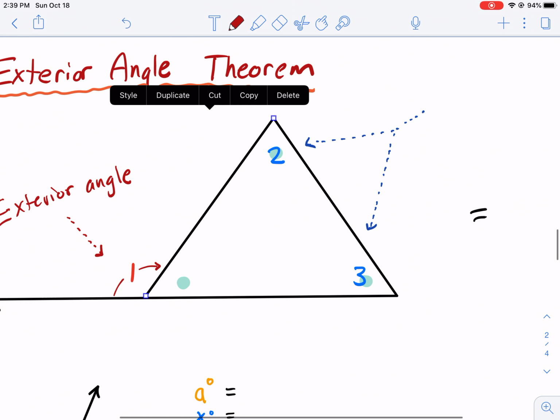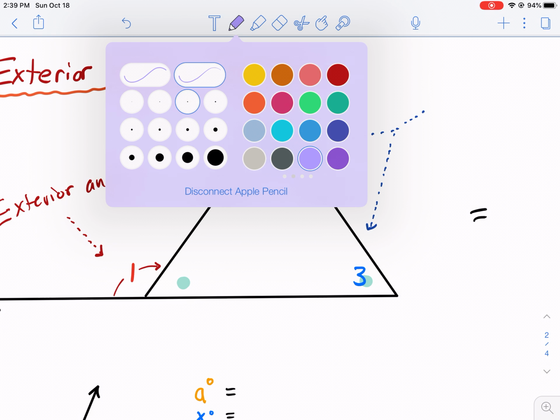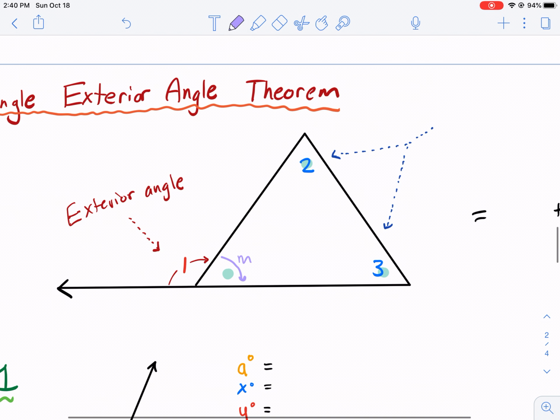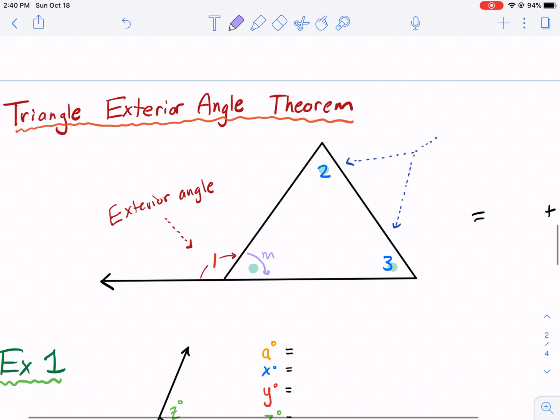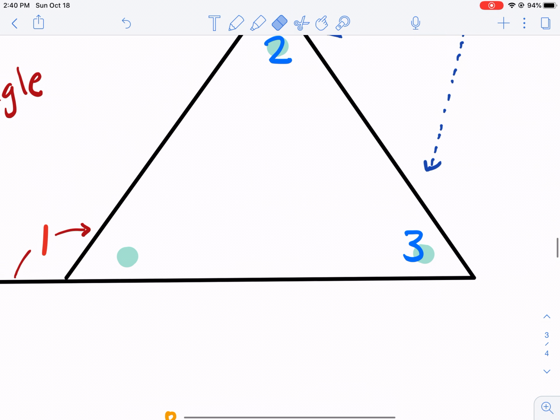Now, this angle right here, I don't want you guys to get confused. This angle, let's make it purple. This one is supplementary to 1. So we can call this, I don't know, angle M. These two are supplementary, okay? So when you're talking about exterior angle sum theorem, you're not referring to this angle that's already supplementary to it. What you're talking about is angles 2 and 3.